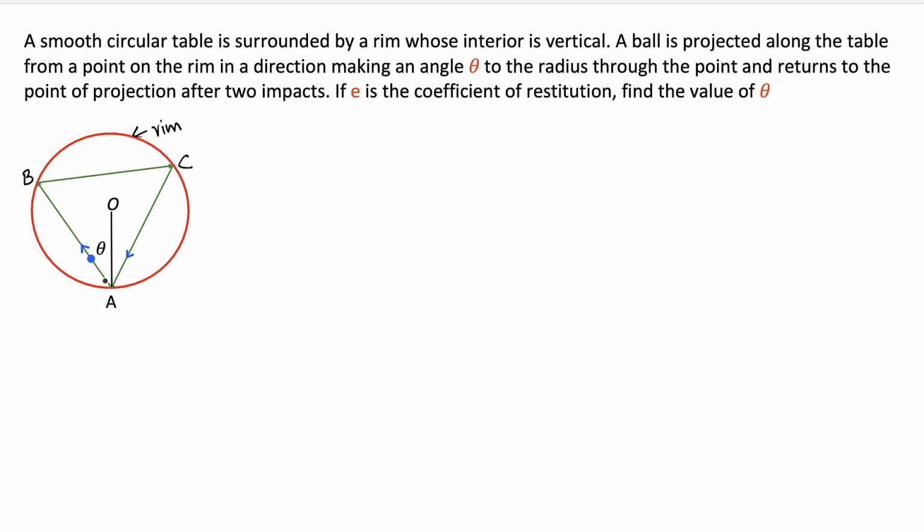And project the ball in such a manner that the angle that it makes with the, let's say, radius vector OA is theta. So the question is, what should be the value of theta so that the ball, after bouncing off twice, comes back to the point A? And given that E is the coefficient of restitution here, so it's not a pure elastic impact, okay? And then we need to compute this value theta.